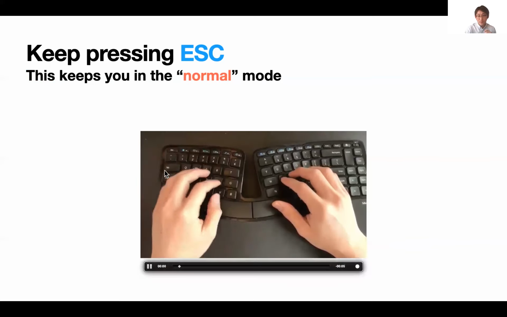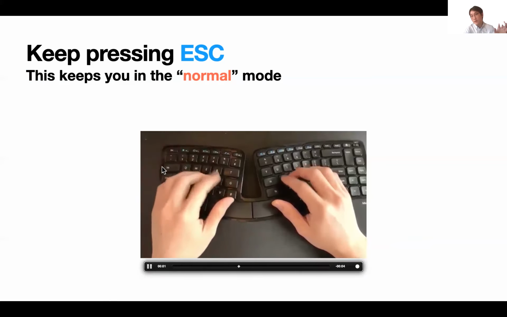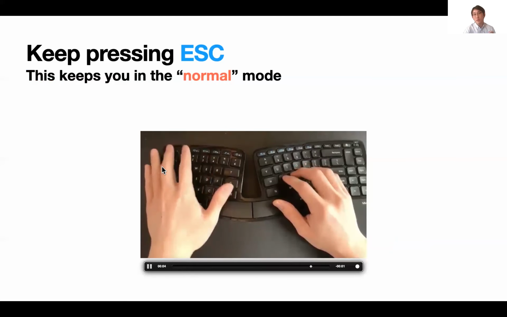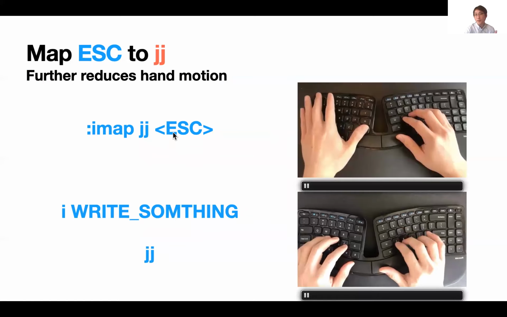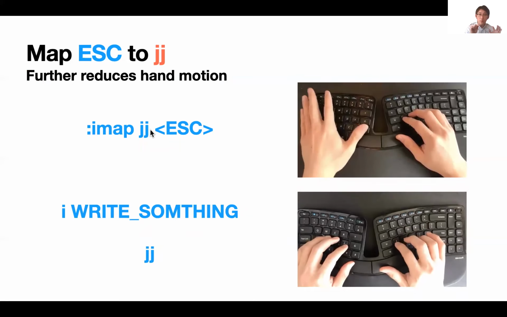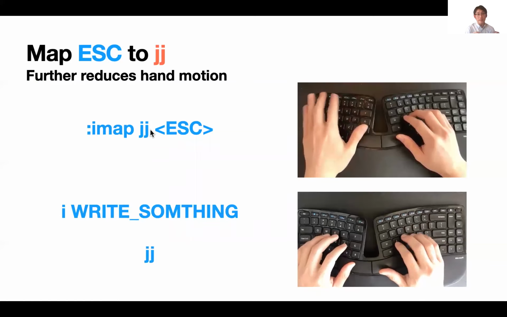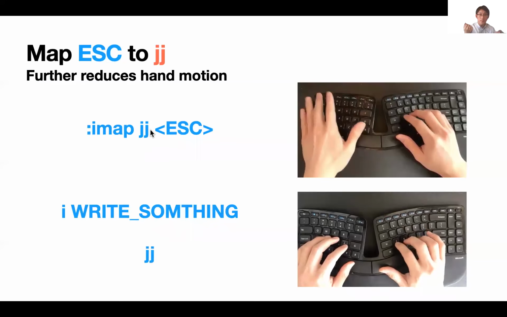But if you look at the motion of the hands, it is much better than pressing arrows, but it's still quite a lot from your natural position. So what many people do is that they actually map ESC into double J. So say if you press double J in the insert mode, writing something, it just pops out into the normal mode or motion mode.